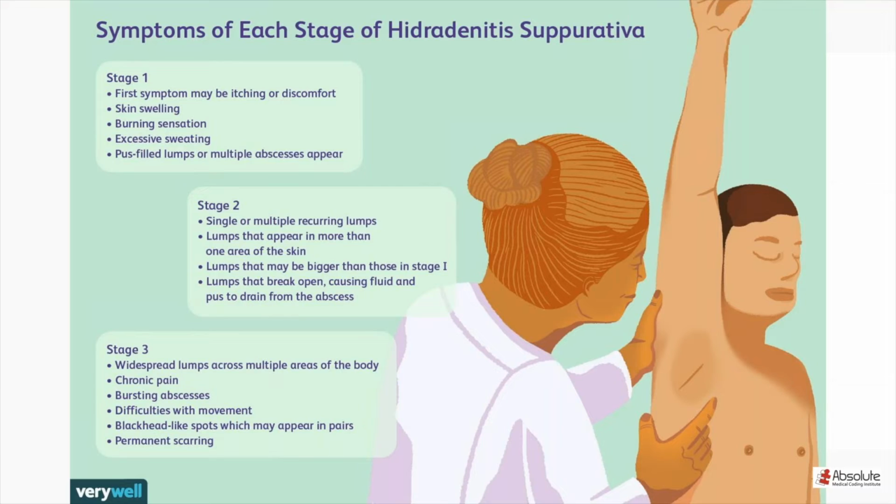Symptoms of each stage of hidradenitis: in stage 1, it will start off with itching or discomfort. There will be skin swelling, a burning sensation, and excessive sweating. In stage 2, there will be single or multiple recurring lumps, which might appear in more than one area of the skin. They will be larger than those in stage 1, and they might open up, causing fluid and pus to drain from the abscess. In stage 3, widespread lumps will occur in multiple areas of the body, and there will be chronic pain, bursting abscesses, and difficulty with movement. So these are the stages and the symptoms of hidradenitis suppurativa.